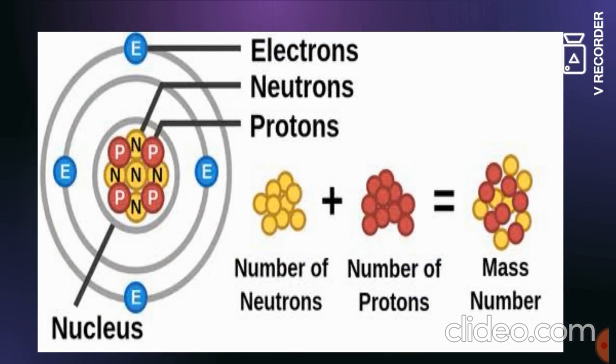Now let us see what is meant by mass number. It is the sum of protons and neutrons present in an atom, and it is denoted by the letter A. So when we add the protons and neutrons, we get the mass number value.